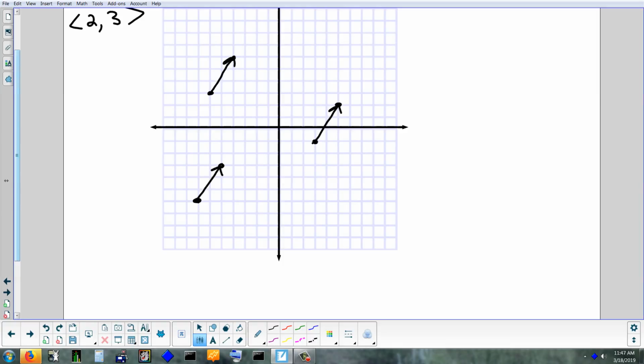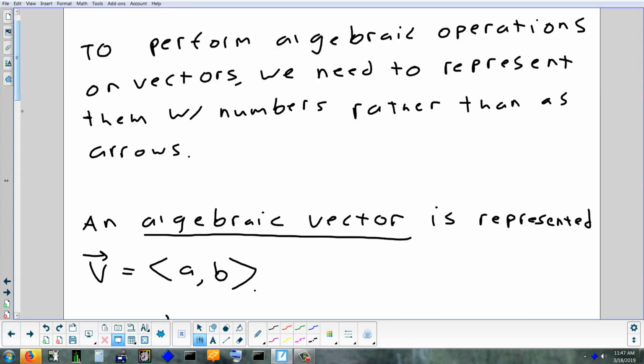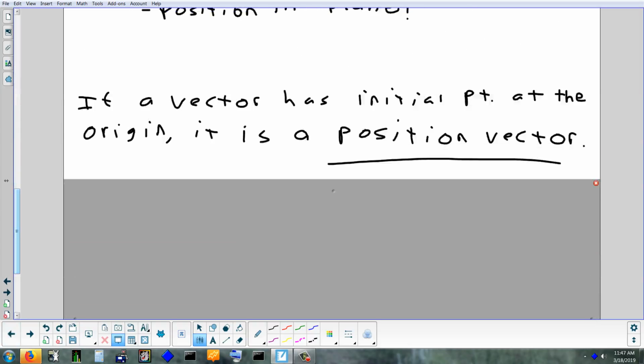But there is a common place that we usually start from, which I haven't done. Where do you think we normally would start from? Yeah, we normally start from the origin. So if you draw a vector and it starts at the origin, that is called a position vector. Okay, so a position vector is just a vector with its initial point at the origin.